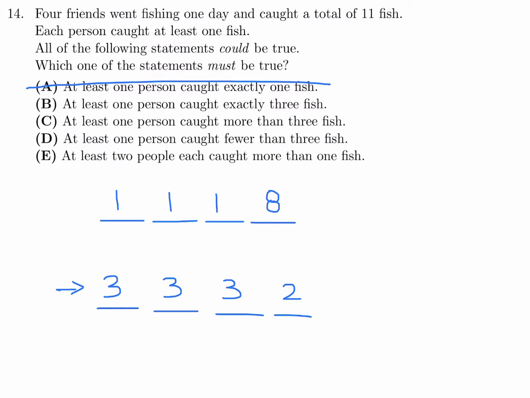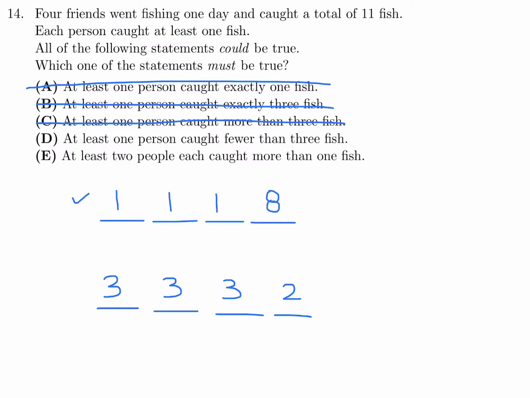At least one person caught exactly 3 fish. Well, that's wrong too if you look at the first scenario. Because in the first scenario, which is right here, nobody got exactly 3 fish. So that's wrong. If something is true, it's true for any scenario. C. At least one person caught more than 3 fish. Well, in this scenario, nobody caught more than 3 fish. So that's wrong. D. At least one person caught fewer than 3 fish.